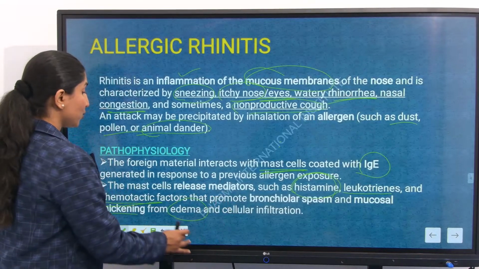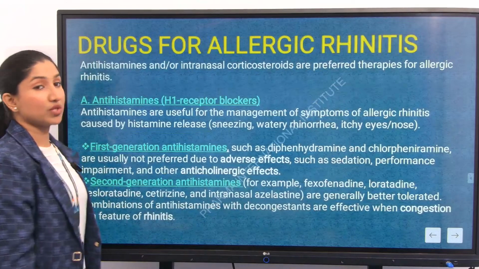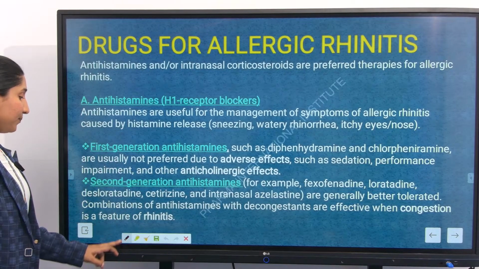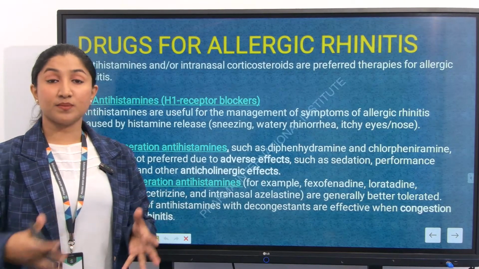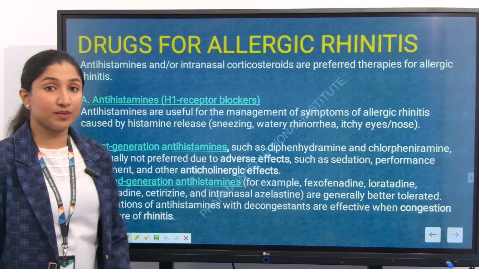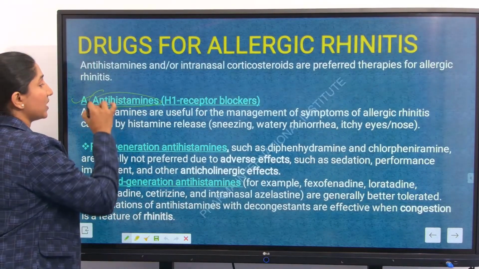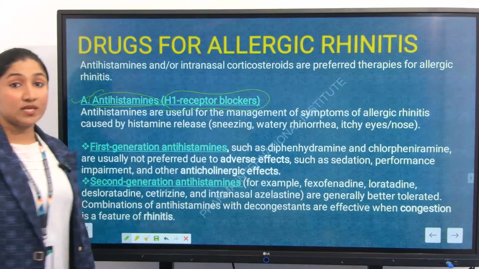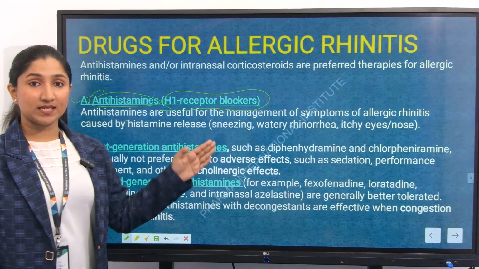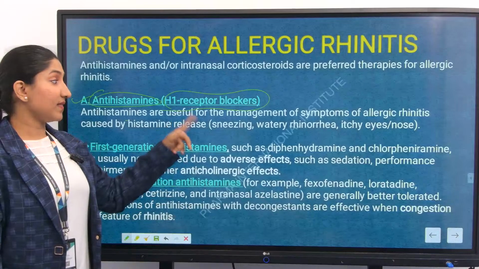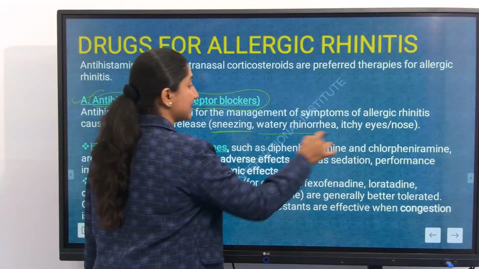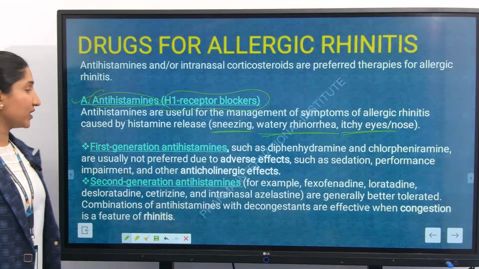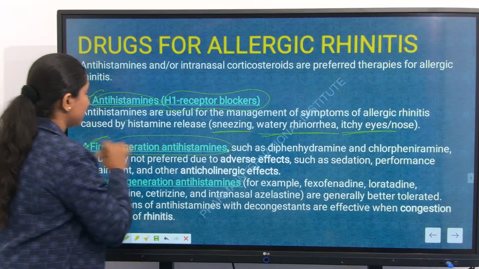So what is the mainstay of treatment for allergic rhinitis? Because it is mediated through the inflammatory mediator histamine, the main agents that can be used are antihistamines, or H1 receptor blockers. From the name itself, you can identify that these prevent the action of histamine, thereby preventing symptoms like sneezing, watery rhinorrhea, and itchy eyes and nose. We have these antihistamines in two different classes: the first generation antihistamines, and the second generation antihistamines.